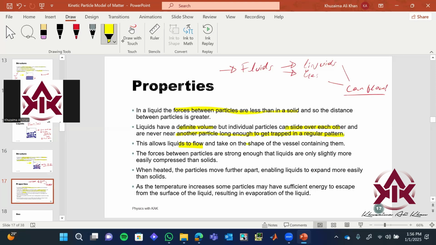So they can take the shape of the vessel containing them. It has no fixed shape. It can take the shape of any container it is put in. The forces between particles are strong enough that liquids are only slightly more easily compressed than solids. We have studied this already. They are compressible, slightly more than solids, but not completely easily compressible.